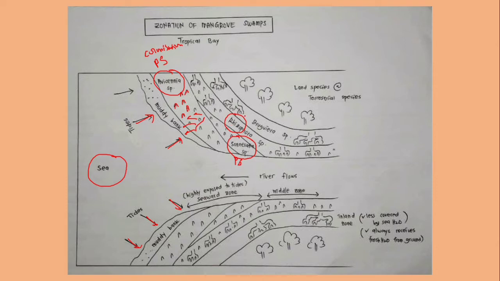Okay, Rhizophora, the first successor species, with prop roots that trap even more silt and also mud. So the ground becomes higher and has more exposure to the sunlight. So the ground becomes drier and favorable for the next successor species, Bruguiera species, with buttress roots.